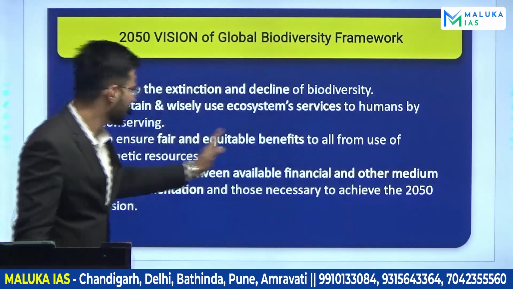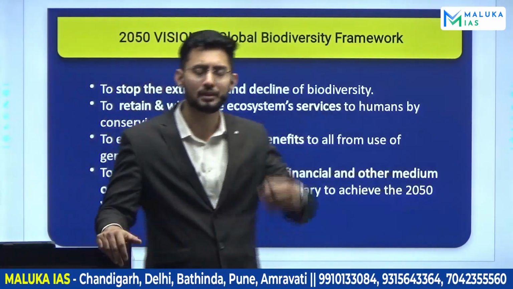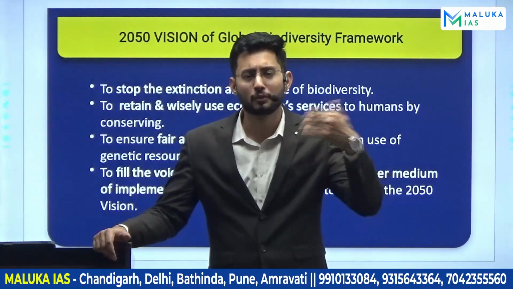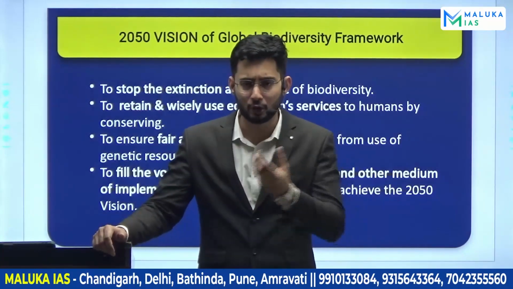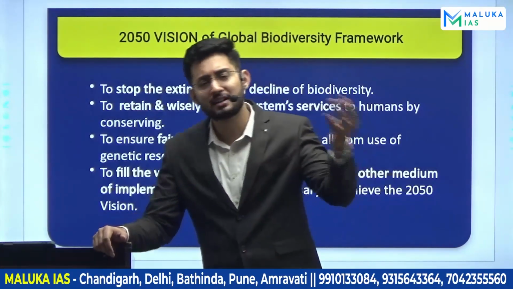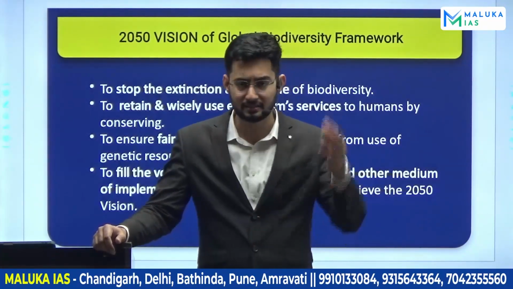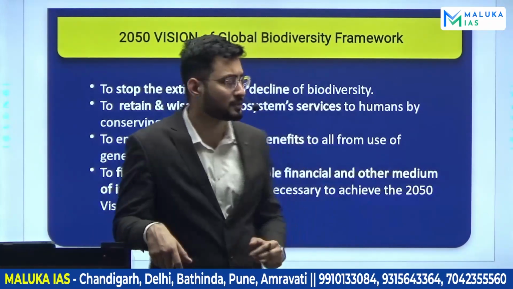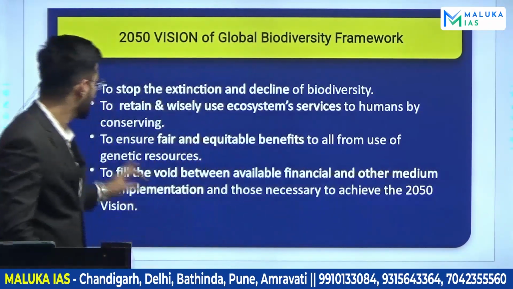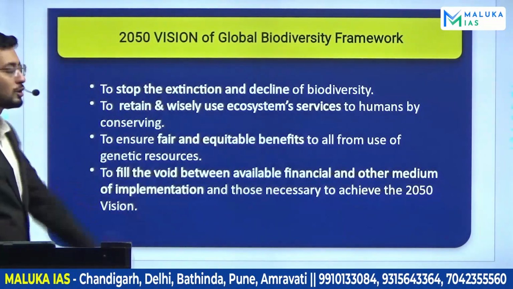To ensure fair and equitable benefits. And there are other services also. So there are in general 4 services, provisioning services. We get fruits from forest, we get timber, wood, right? Uske alawa there are regulating services like mangroves give us regulating services. They are responsible for the early landfall of the storms. Then comes to ensure fair and equitable benefits to all from use of genetic resources.